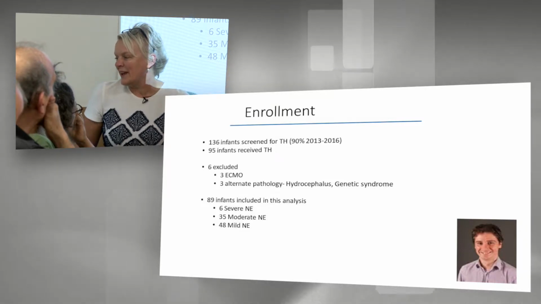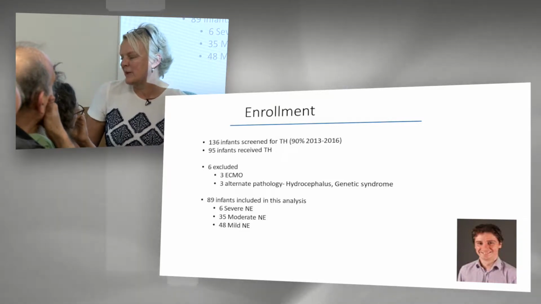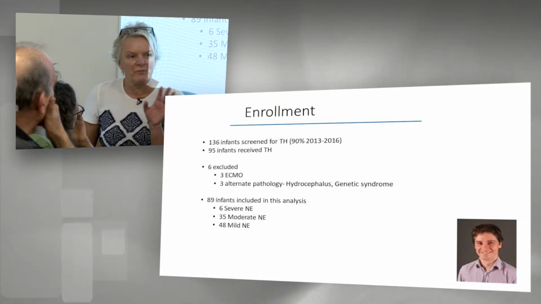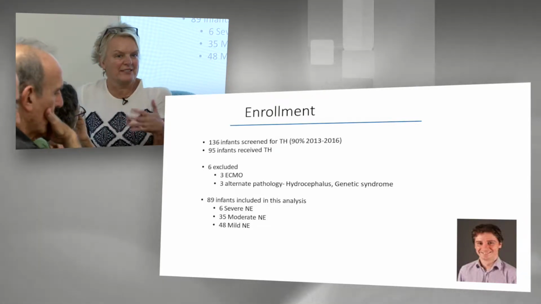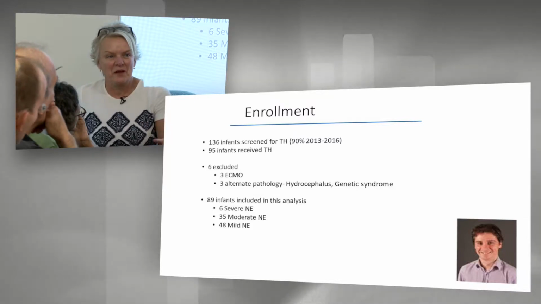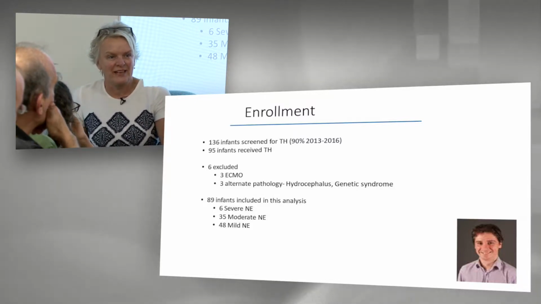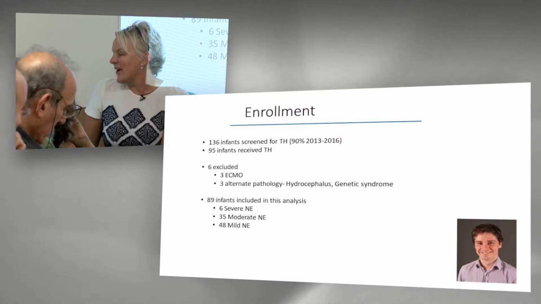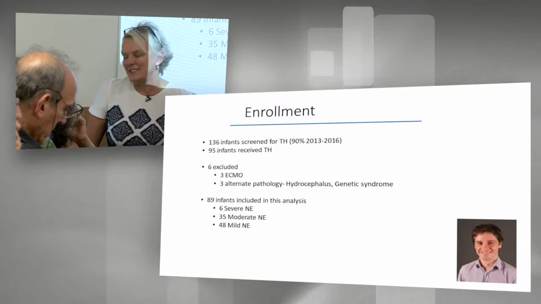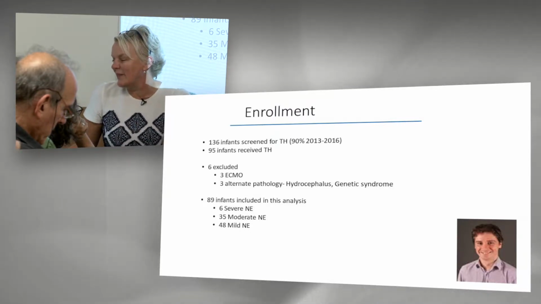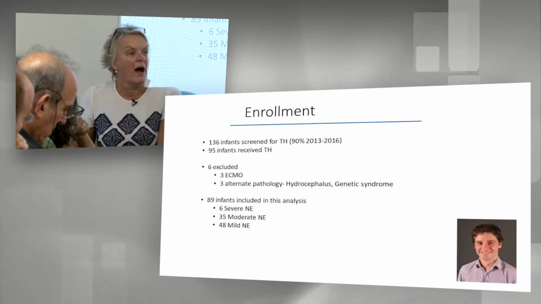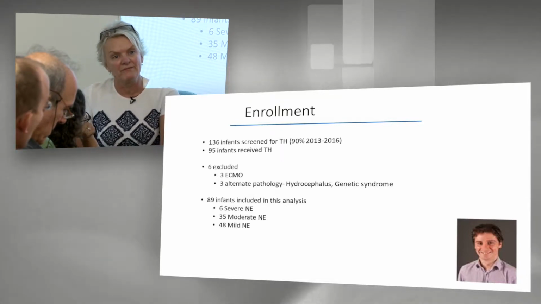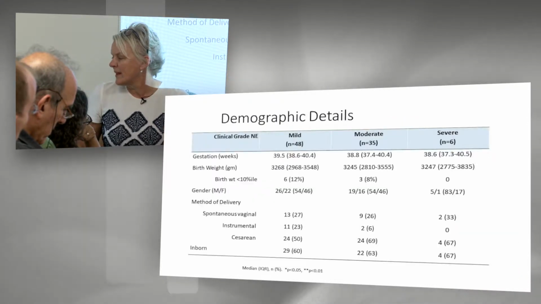And out of the analysis I'm going to show you, 6 of them were excluded because 3 went on to need ECMO and 3 had alternative pathologies, just to emphasize that not everything that walks like a sheep and bars like a sheep is a sheep, right? Sometimes you have to wait to see. So there were 89 babies in this analysis, and you can see that over half the babies had mild neonatal encephalopathy. The milder babies are more common, right? They're the more common group.